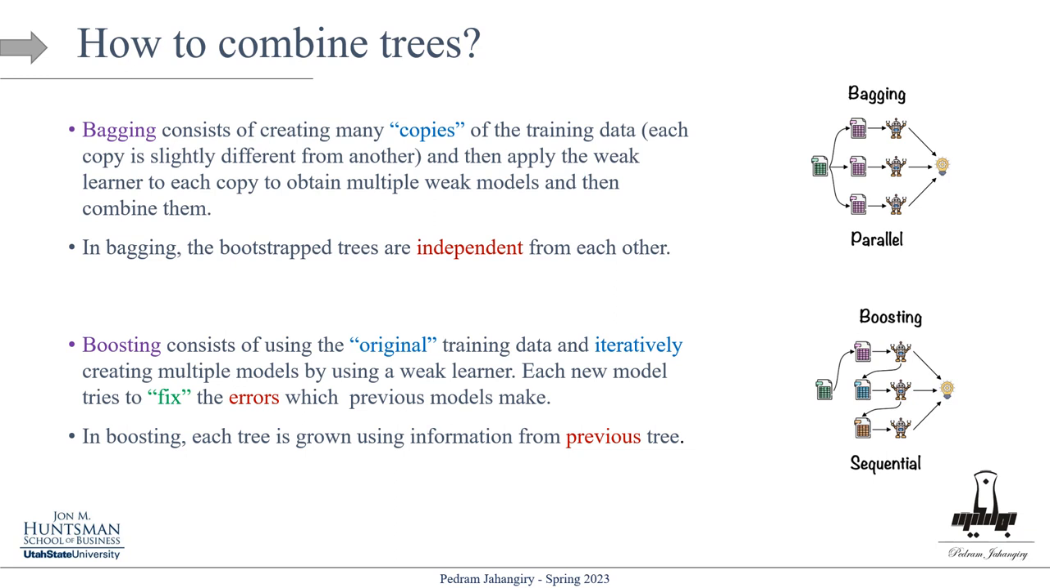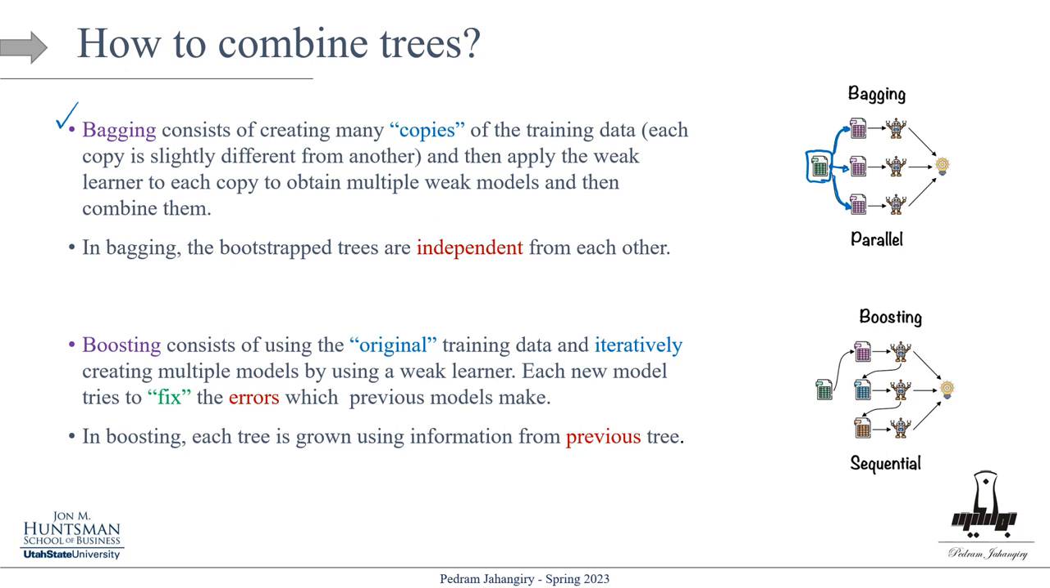So there are two general ways of doing this, namely bagging versus boosting. Let's look into them. So bagging, as the name suggests, is bootstrap aggregation. It consists of creating many copies of the training data. So imagine this is your training data, and we're going to create multiple copies that are slightly different from each other because they have been bootstrapped with replacement, right?